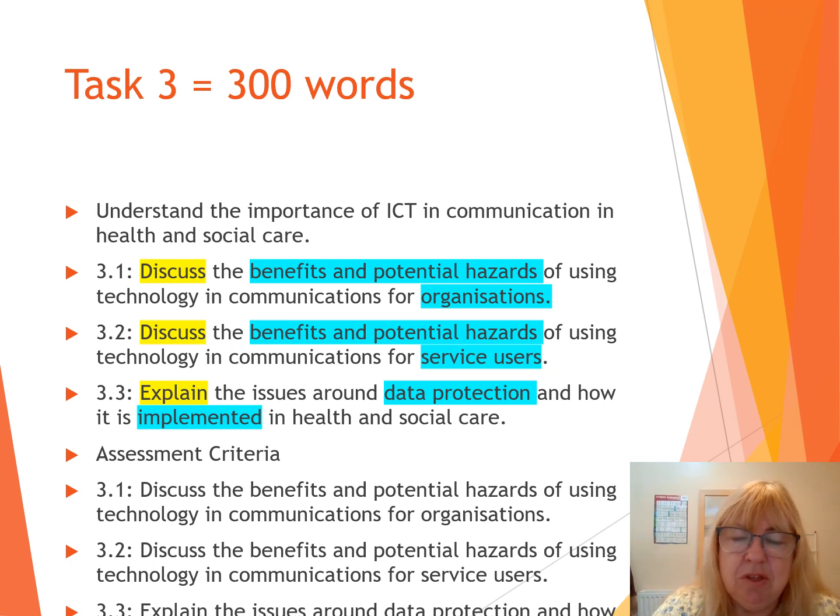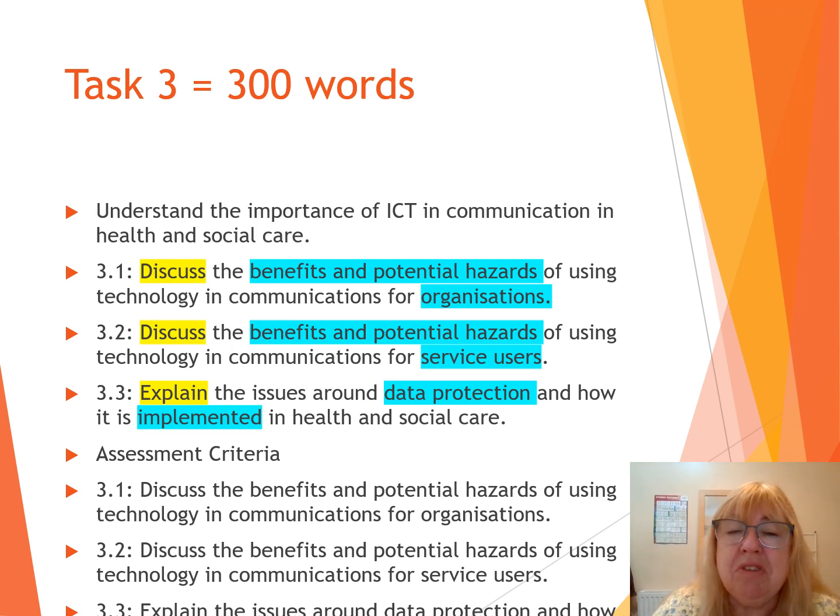Okay, task 3 is the final task. It's really looking at the slides we did last week. Understand the importance of ICT in communication. You've got 300 words, you've got 3 criteria. And remember, it's discuss, discuss, explain. So I don't need lists. You need to say a little bit. You need to say a few sentences about each.